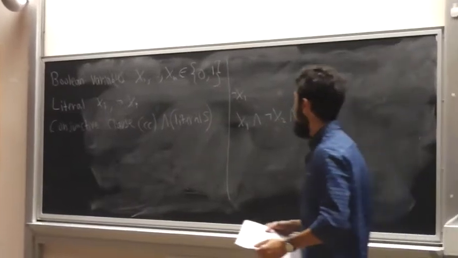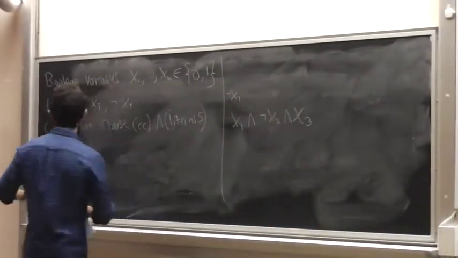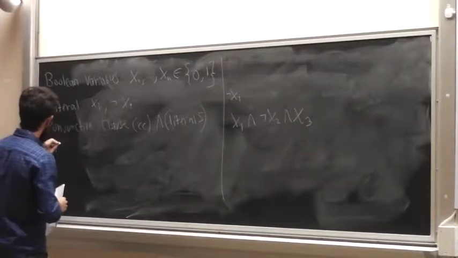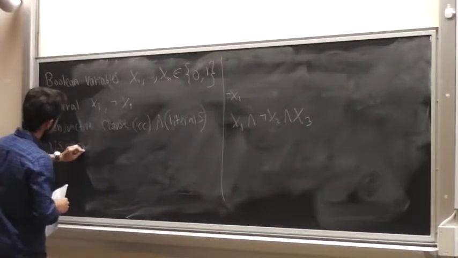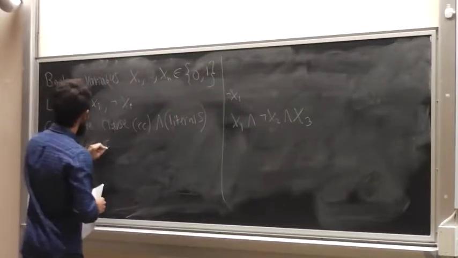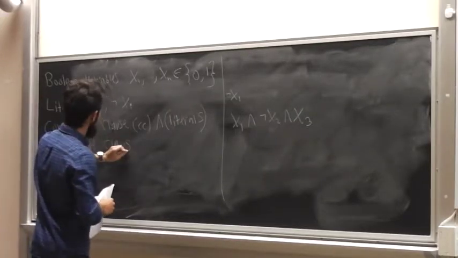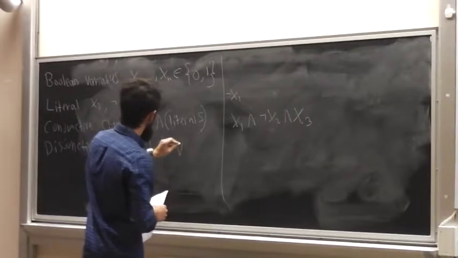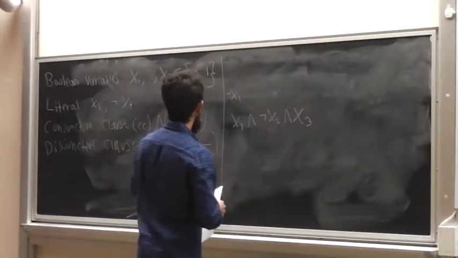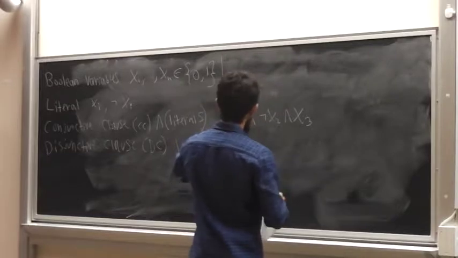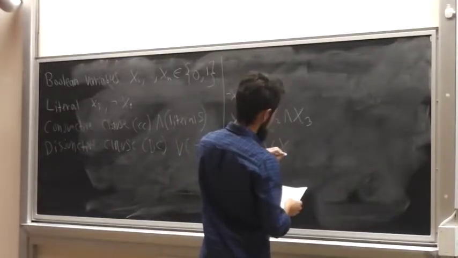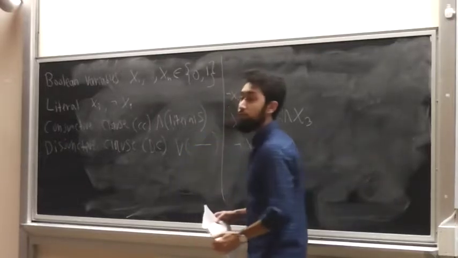And then you can do the same for or. Or is like disjunction, so a disjunctive clause is just an or of a bunch of literals. So for example, not x1 or x4. Okay.